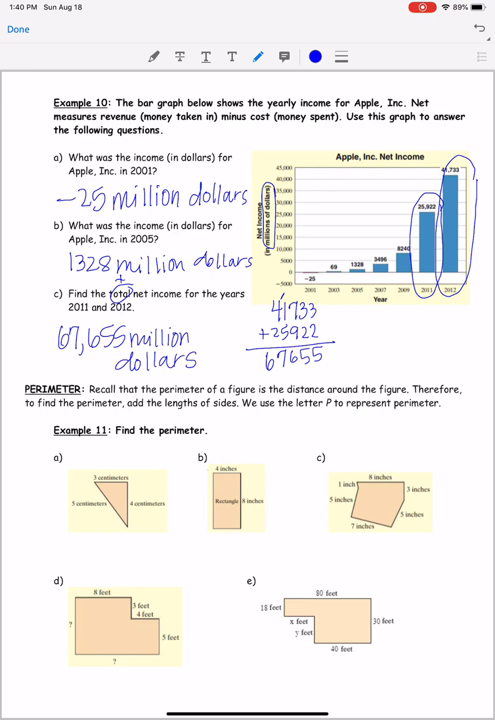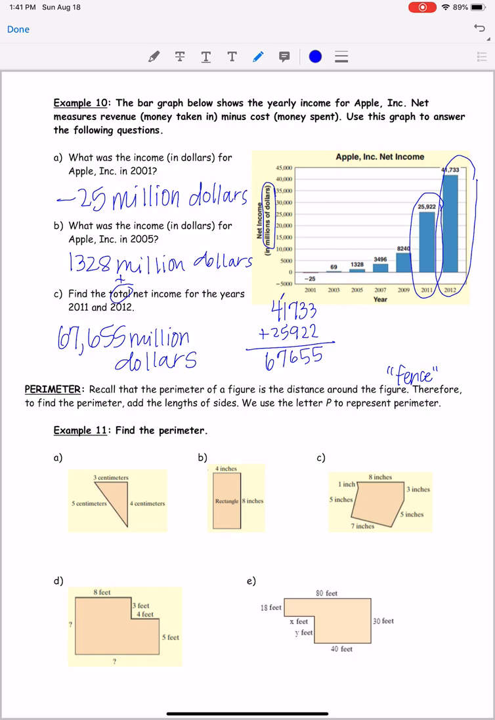And lastly, perimeter. Recall that the perimeter of a figure is the distance around the edge. So when we think of perimeter, you need to think fence, right? If you're talking about your backyard, we're not talking about the grass. We're talking about the outside, around the edges of your yard, the fencing. Therefore, to find the perimeter, add up the lengths of sides. We use P to represent perimeter.